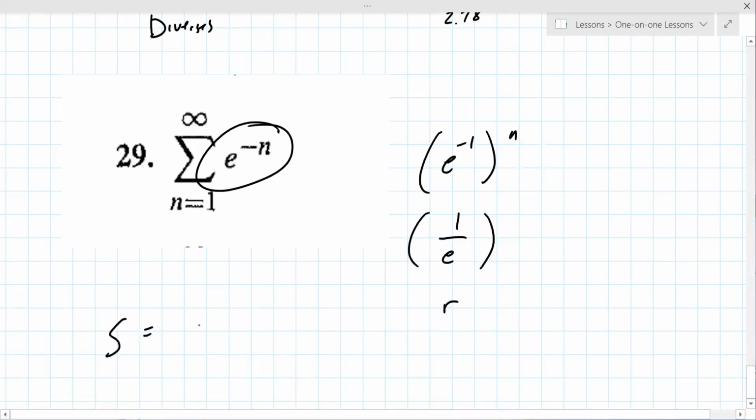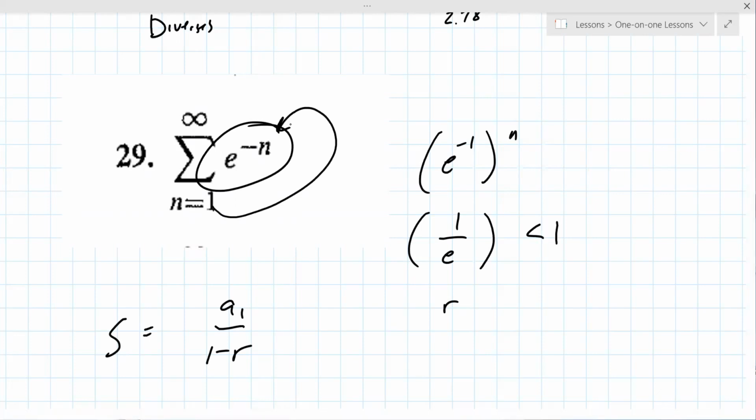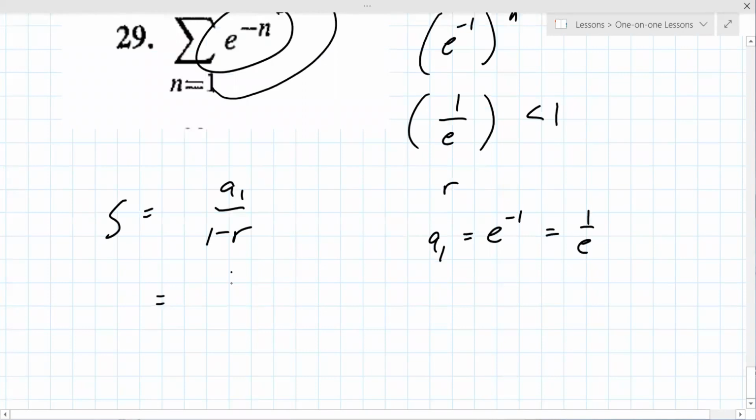So your sum is a1 over 1 minus r. Okay, your r is 1 over e. A1 you get by putting 1 into this. So you're putting 1 in here, so you end up getting the same thing as r, which is possible. So is A1 1 over e? Yes. And it's okay that they're the same, that can happen. And now it's just a matter of, can you simplify this? Is this something you're comfortable doing?